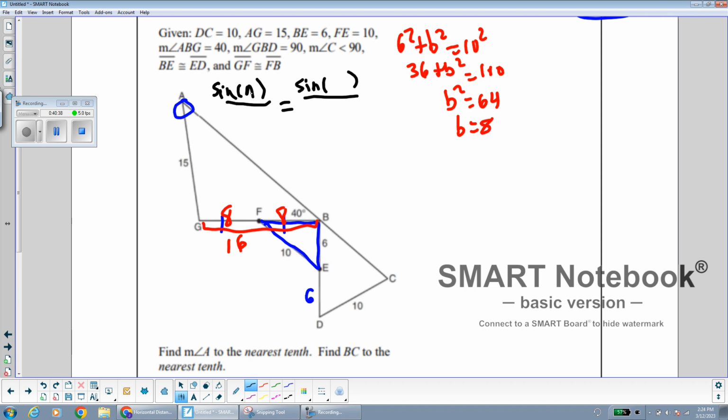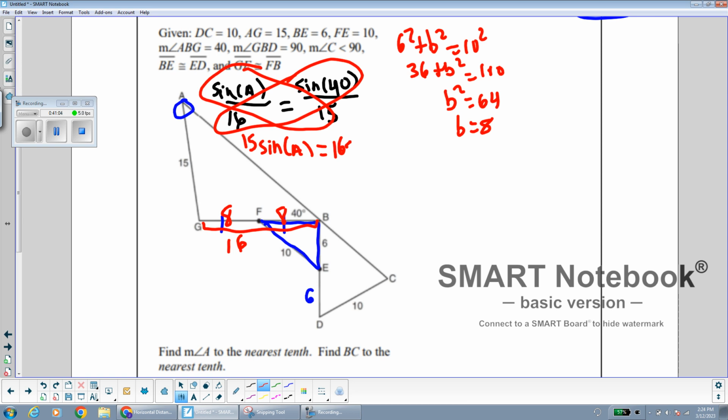Now, we want to find angle A, so that's got to be there. And the side across from angle A we just found to be 16. The only other angle in this triangle we have is the 40-degree angle, and we do have the side across from it, that is 15. So if we cross multiply, we have 15 sine of angle A is equal to 16 sine of 40 degrees.